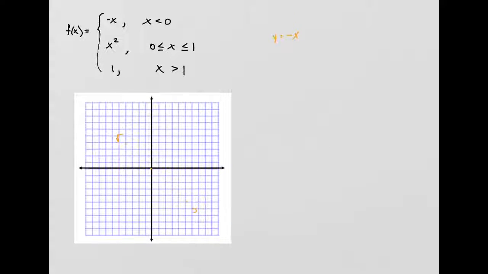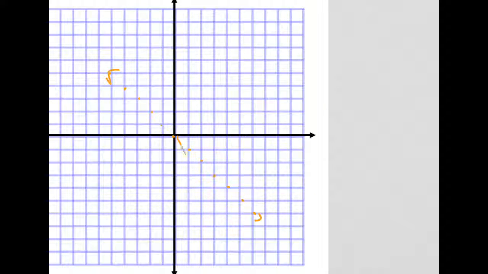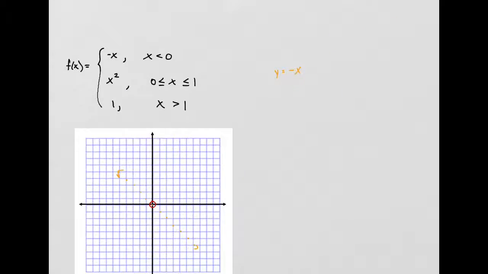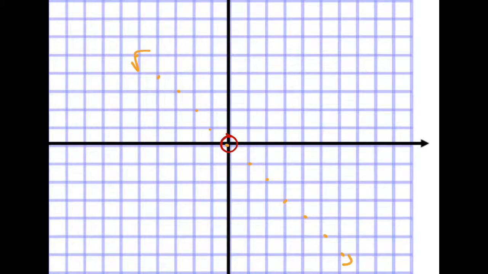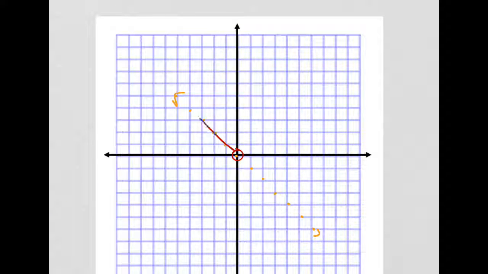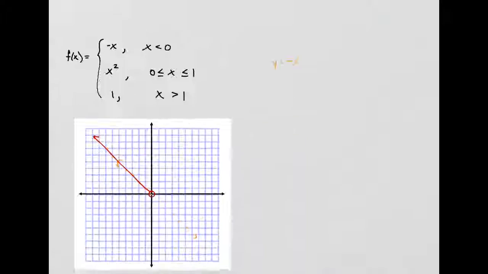I actually only include it when x is smaller than 0. So all of this stuff is not included. In fact, neither is 0. I'm going to put an open circle there. Actually, I'll do the actual graph in red. So open circle, and then when x is less than 0, we can fill in this line. So I'll do that. Hey, that's pretty good. So that's the first part.